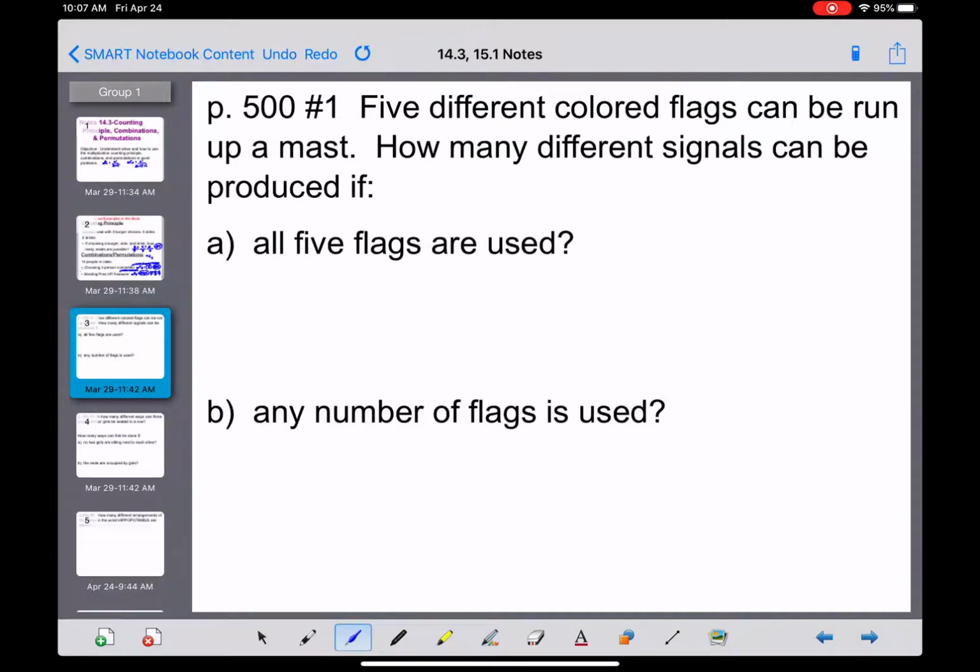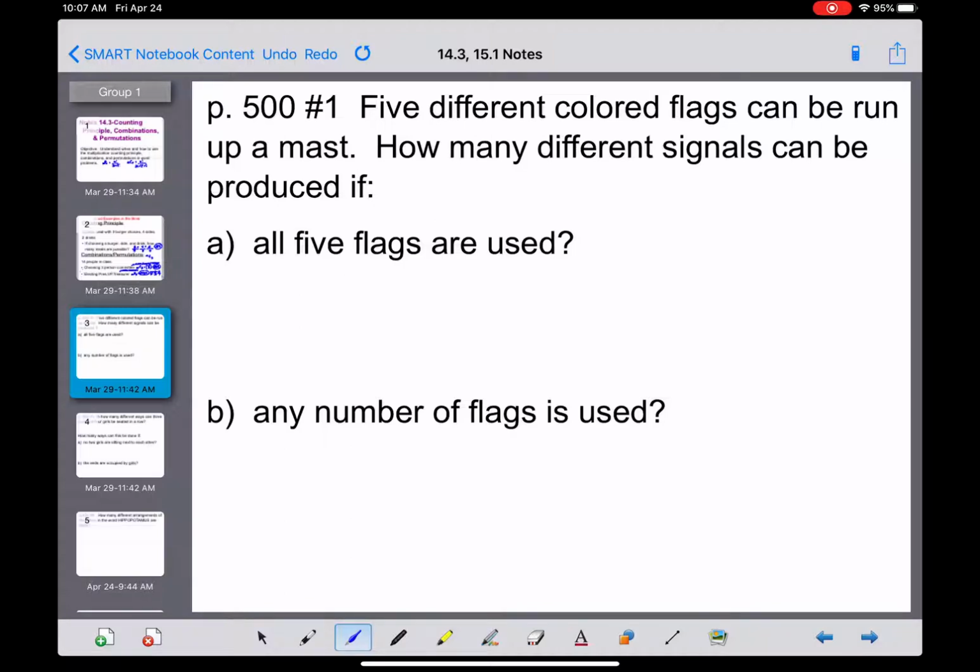Okay, so let's look at some other examples. I've given you the page in the book, so I will scan those in and have that available. You can look back at more examples, but this would be page 500, number 1. As we're doing these, I want you to visualize the situation. I think that will be helpful to you.